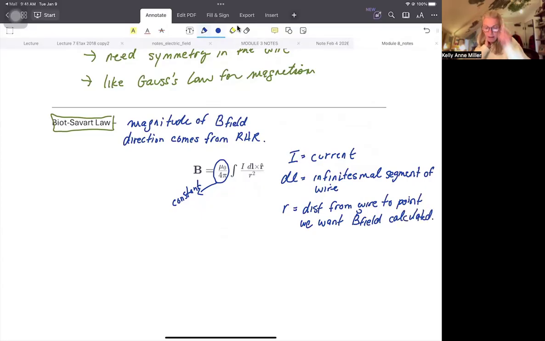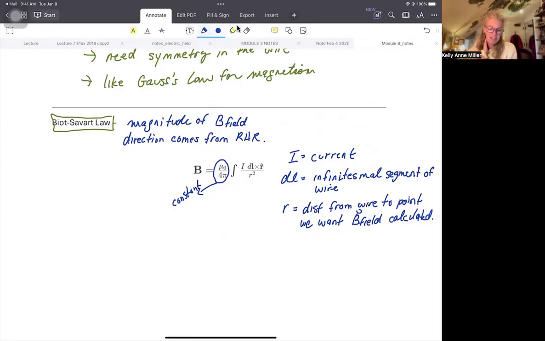Okay, and then this is just like dl cross r hat. So it's the cross product between that infinitesimal length of wire and the vector that connects the wire to the point that we're interested in. So r hat is just a unit vector in that direction.